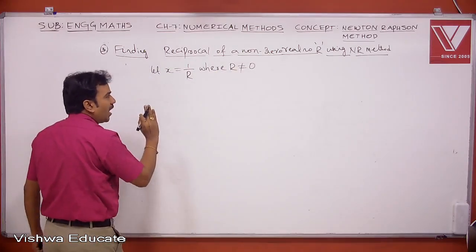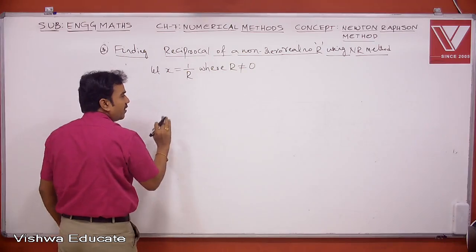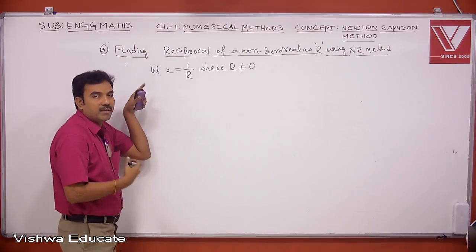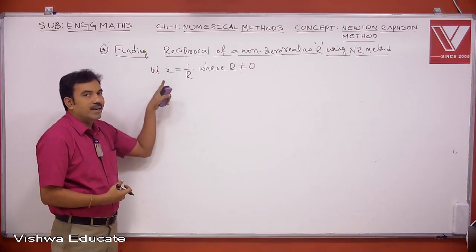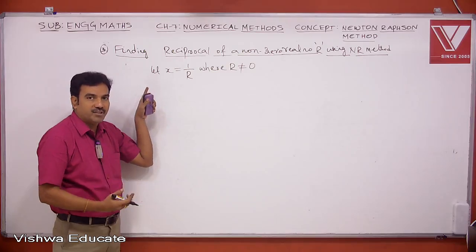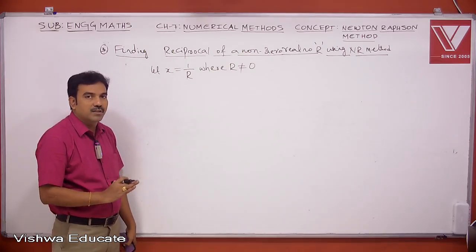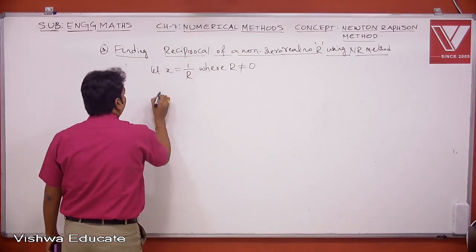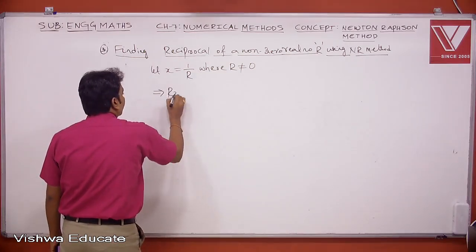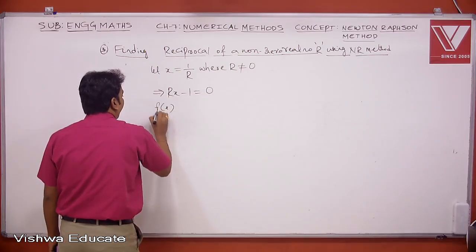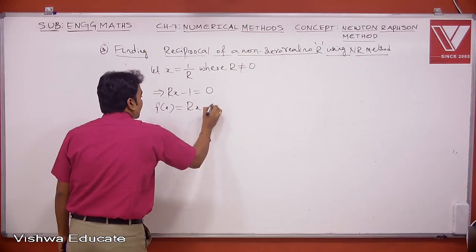Now let us see, I will try to do this in a similar way. Let us see whether we get xk plus 1 in terms of xk or not. My intention is always to get a recurrence relation, that is xk plus 1 must be in terms of xk. I should not have constant expression for xk. Let us see, here x equal to 1 by r. This implies rx minus 1 equal to 0. So I can take f of x equal to rx minus 1.